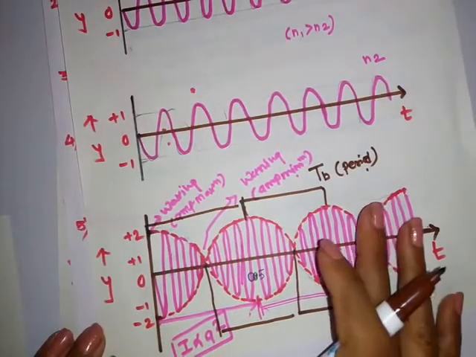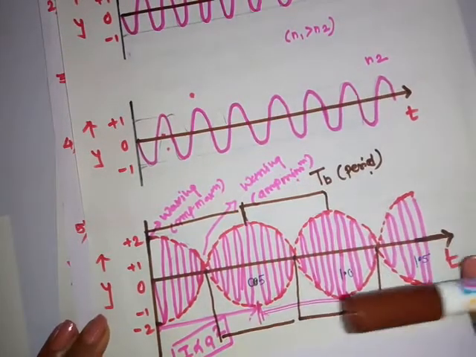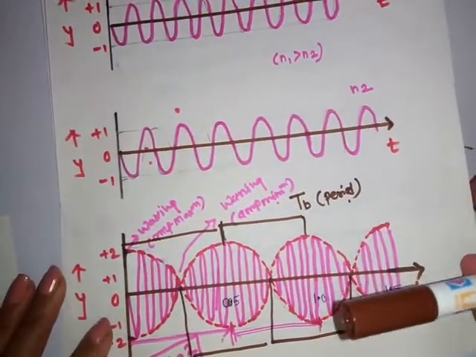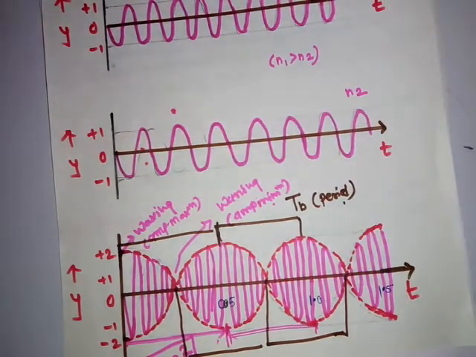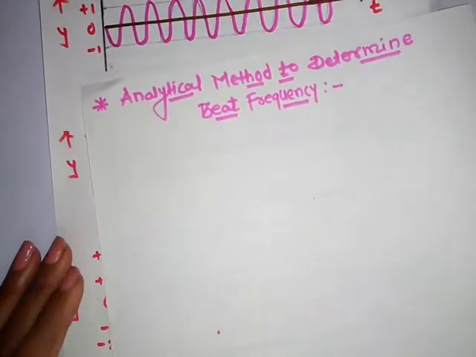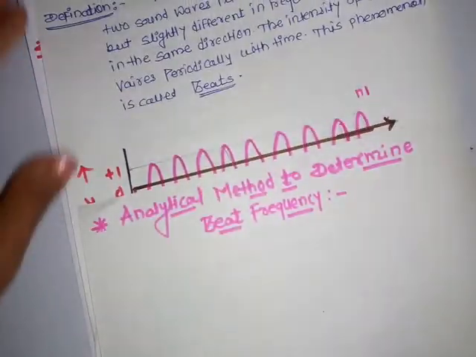This is all about the theoretical part of the beat. Now we will see the derivation of the beat frequency, meaning the mathematical part of the beat frequency. That is the analytical treatment, or a method to determine the beat frequency.